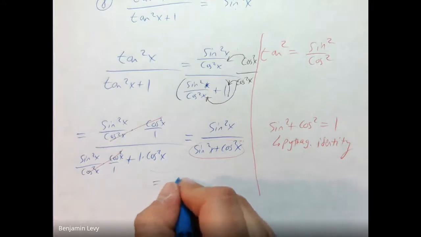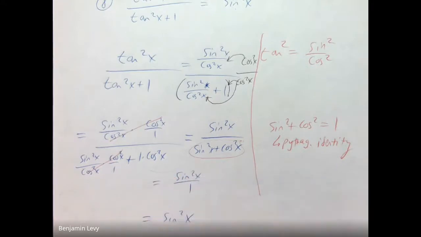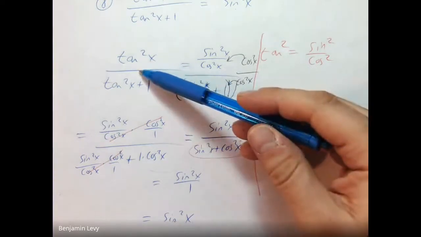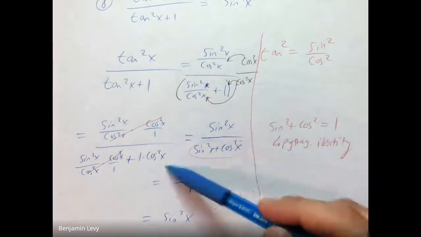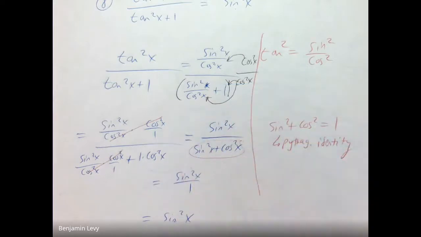And so this is just sine squared over 1, which is sine squared. And so we started with the left side. We change things to sines and cosines. We do some algebra. We do another identity. We get down to our answer.